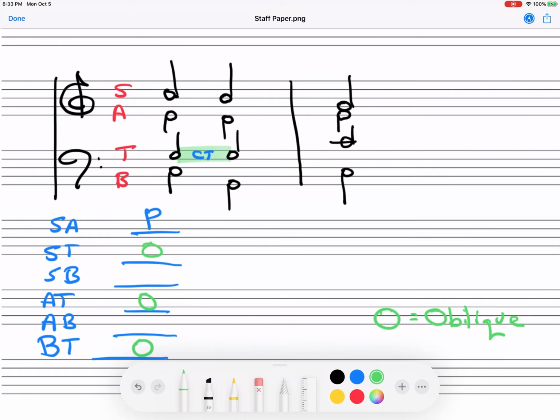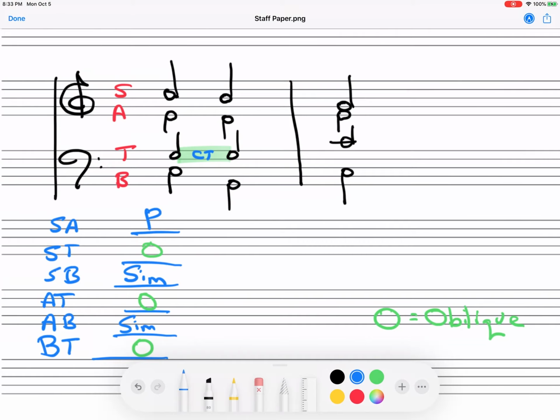Okay. How about the soprano and the bass? Well, you can see the bass is leaping down a fourth and the soprano is stepping. They're going in the same direction, so there's same direction by different amounts. This is similar motion. And finally, the alto and the bass, it's the same situation. They're both going in the same direction by different amounts.